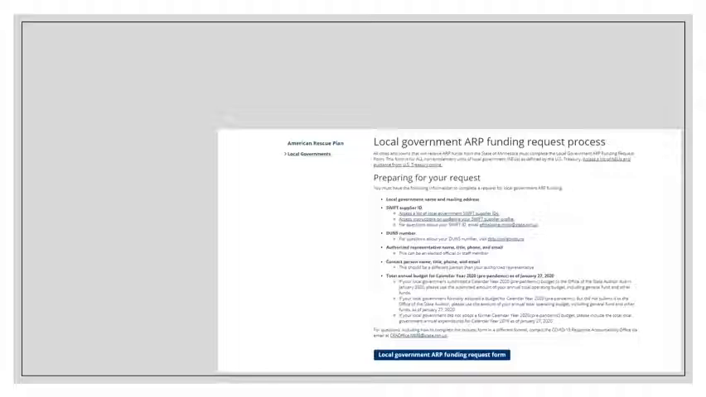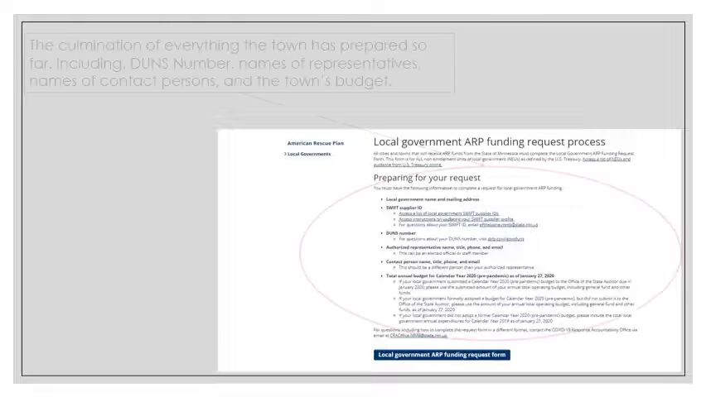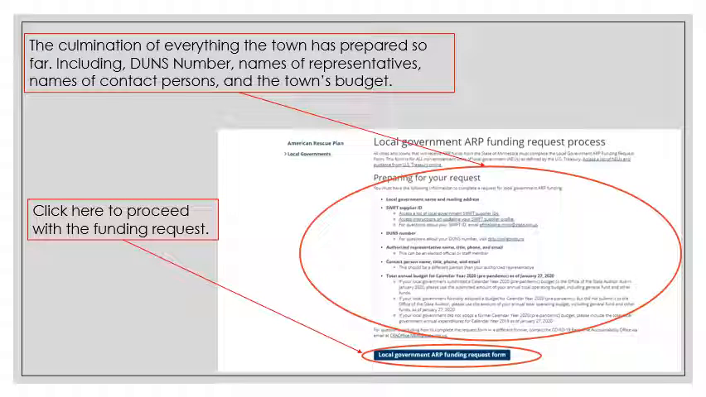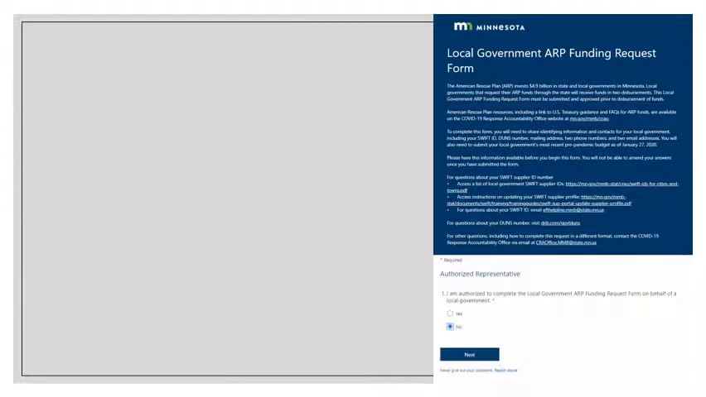After bringing together this information, the town will then be able to go to MMB's website and request the funds. Here we can see a culmination of the things we discussed before. This is what the town has prepared so far. So this will include the DUNS number, the name of the 2 representatives and the contact person, as well as a town's budget. After you have accumulated all that information, you can click the local government ARP funding request form.